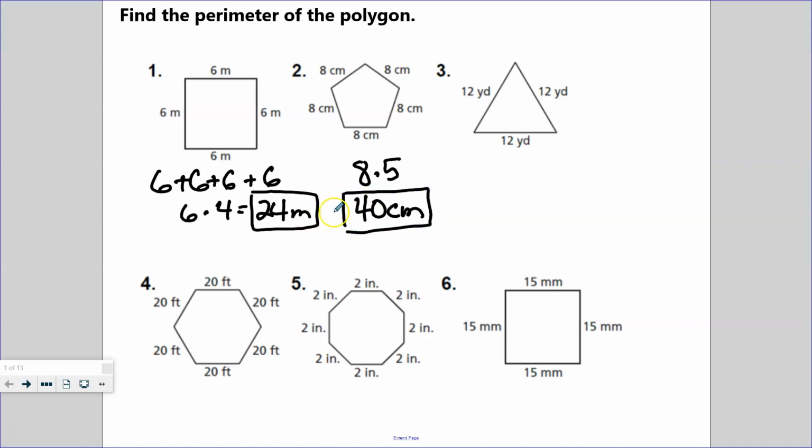Now we have just basic units, not squared, because this is perimeter, not area. So we're not trying to find the area inside, but the distance around. So we have the triangle here, 12 yards times 3. 12 times 3 is 36 yards.